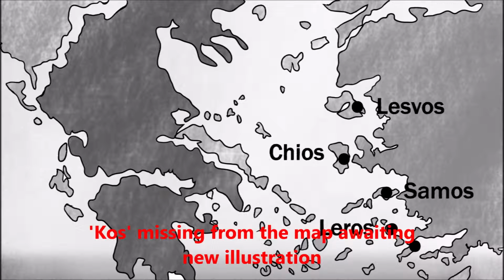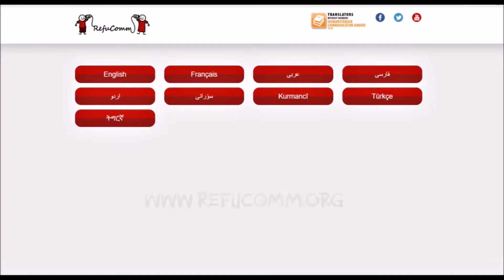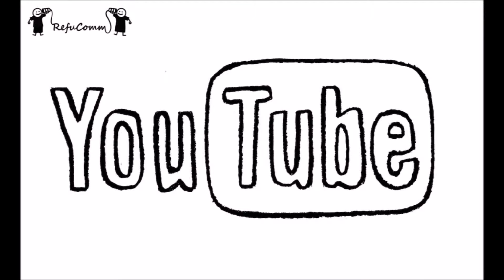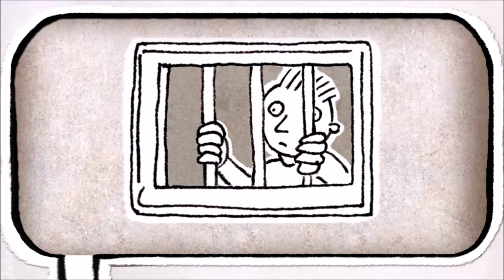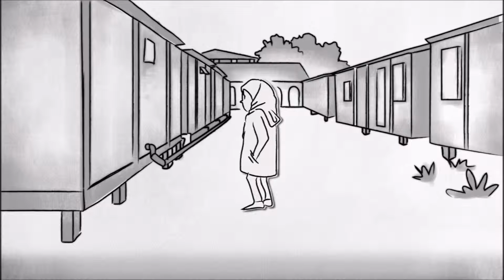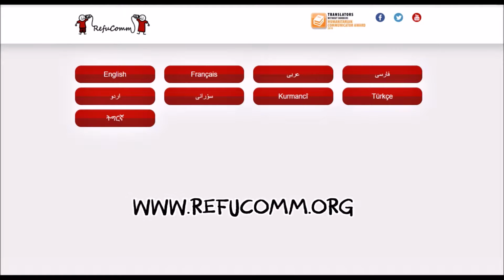Please see our series of 4 films which explain the procedures for those arriving to the islands by the sea border on our website or on our YouTube channel. The procedures are also different if you are applying for asylum from detention, or applying for asylum as an unaccompanied minor. Please see our website for more information.